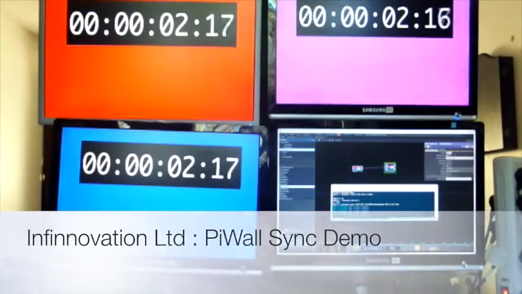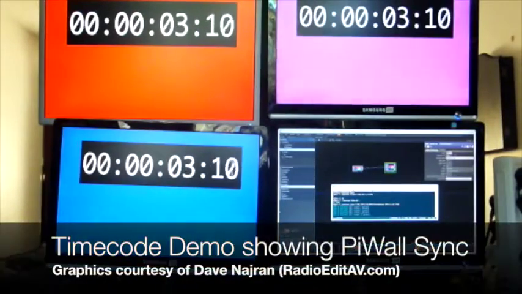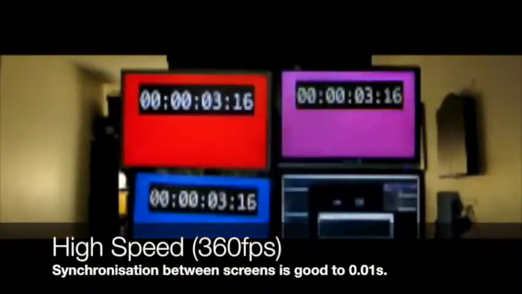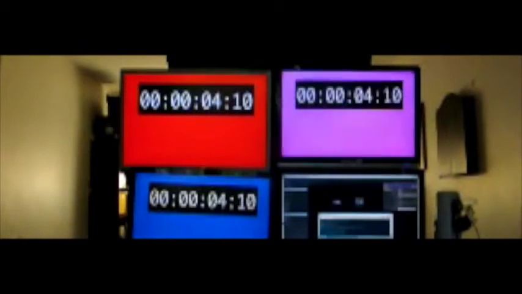This is a demonstration of the synchronization of the PiWall. We're using TouchDesigner to play a video with time codes, and this is a high frequency video image at 360 frames per second, showing how well synchronized the screens playing from multicast are performing.